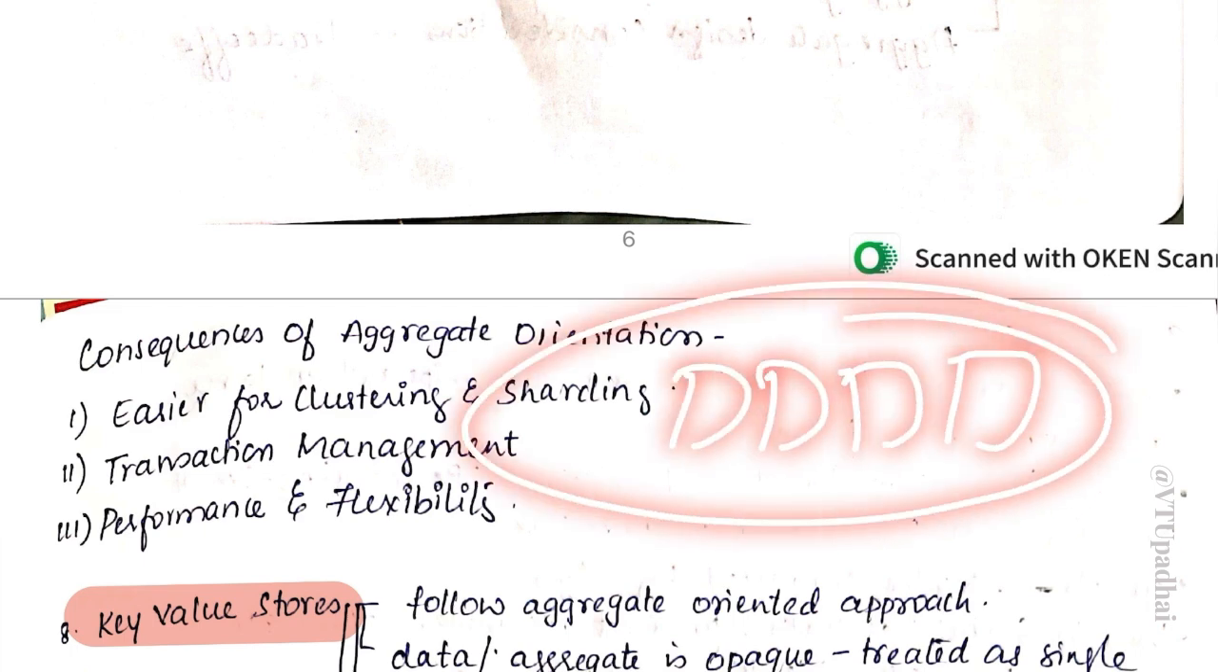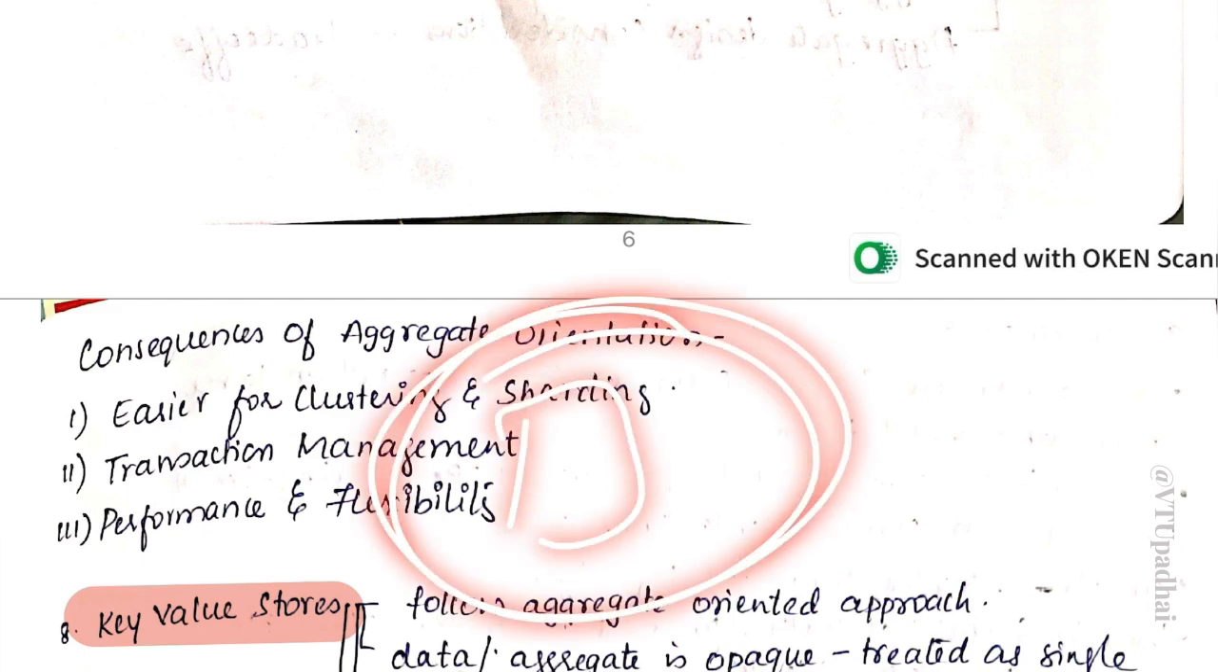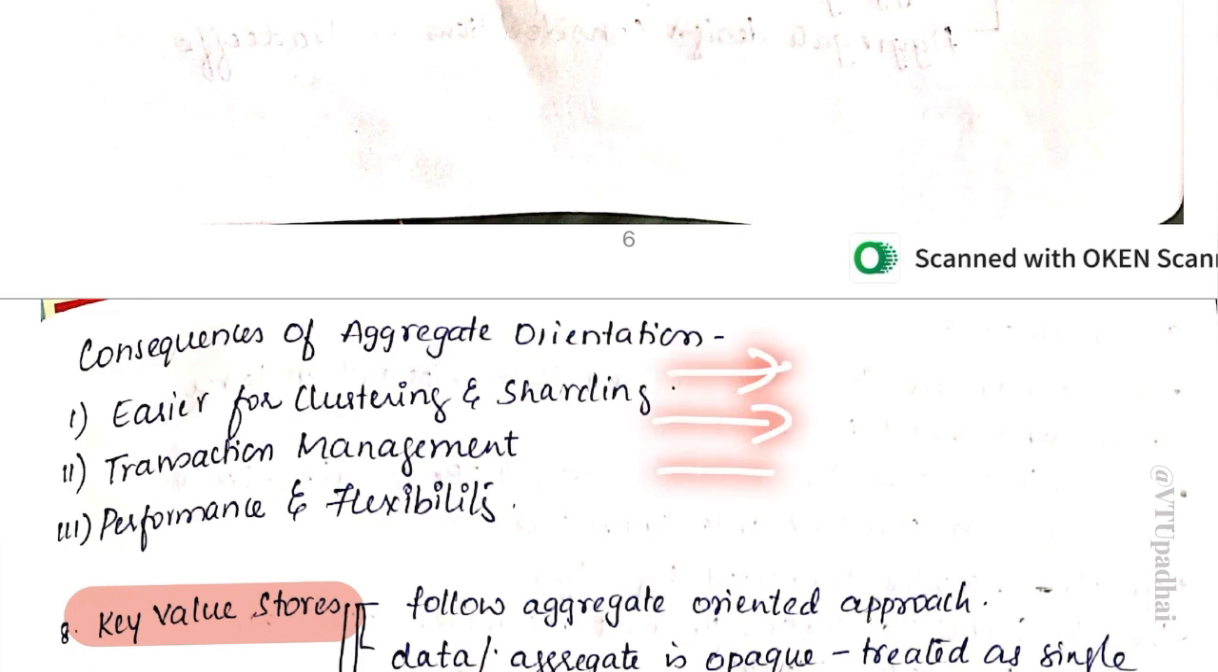So here related data is grouped into aggregates, and the database can place all parts of an aggregate, for example the customer data, their orders, details, and all those things, into one node. Thereby it will improve the performance and minimize the inter-node communication. So it is very easy for the clustering and sharding process to happen.